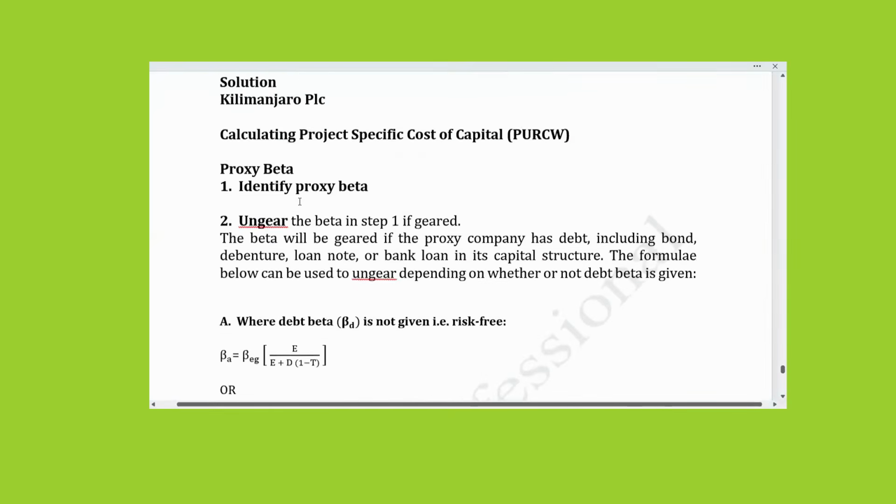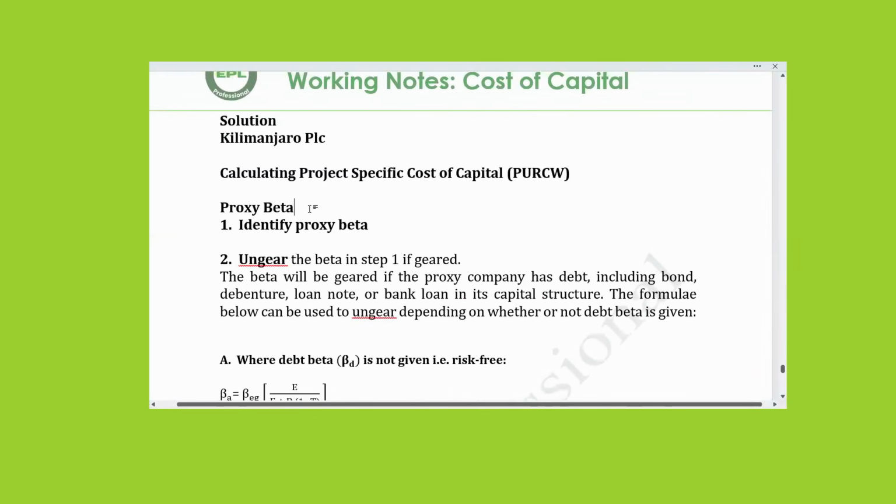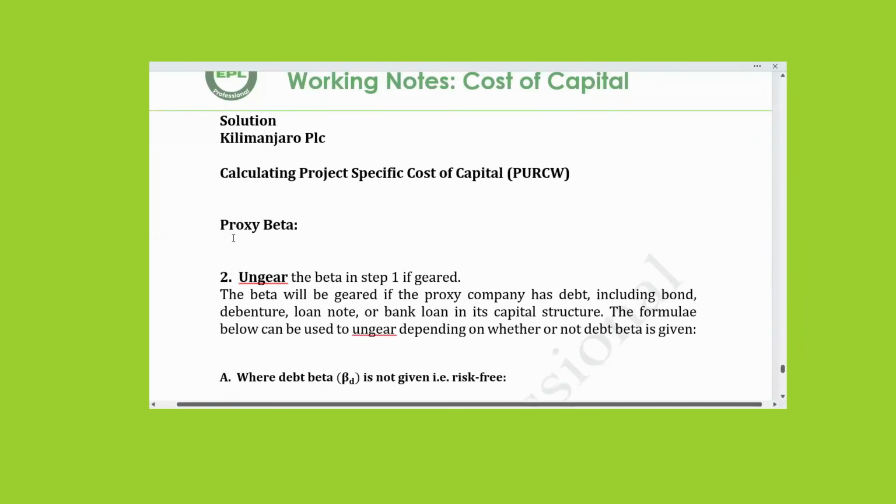So, like I said, the first step that we need to do is to identify proxy beta. There's no need for us to say identify proxy beta. Simply say proxy beta. That is, if you are the one solving this question on the day of your exam, don't say identify proxy beta, just say proxy beta. We then go to the question, what are the proxy betas? In this question, we have 4 different proxy companies, okay?